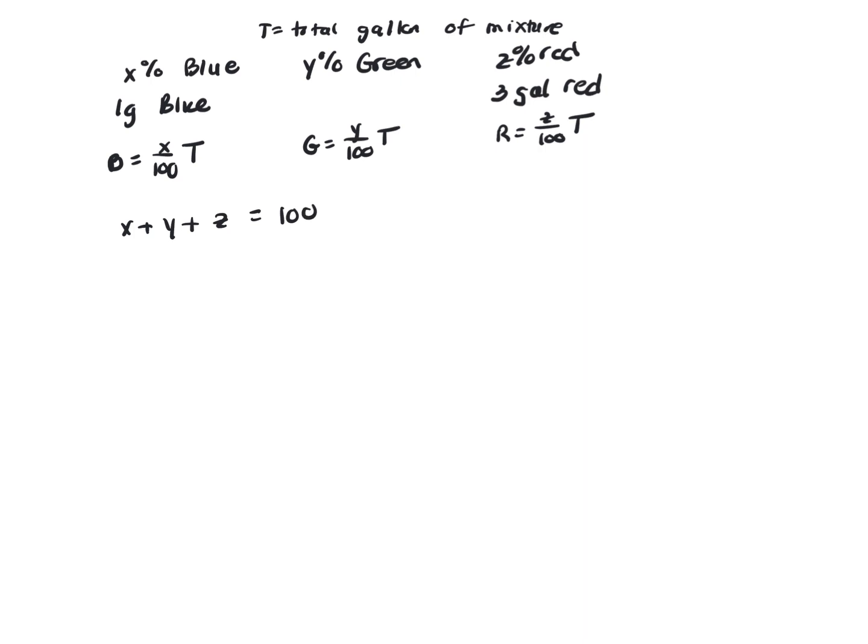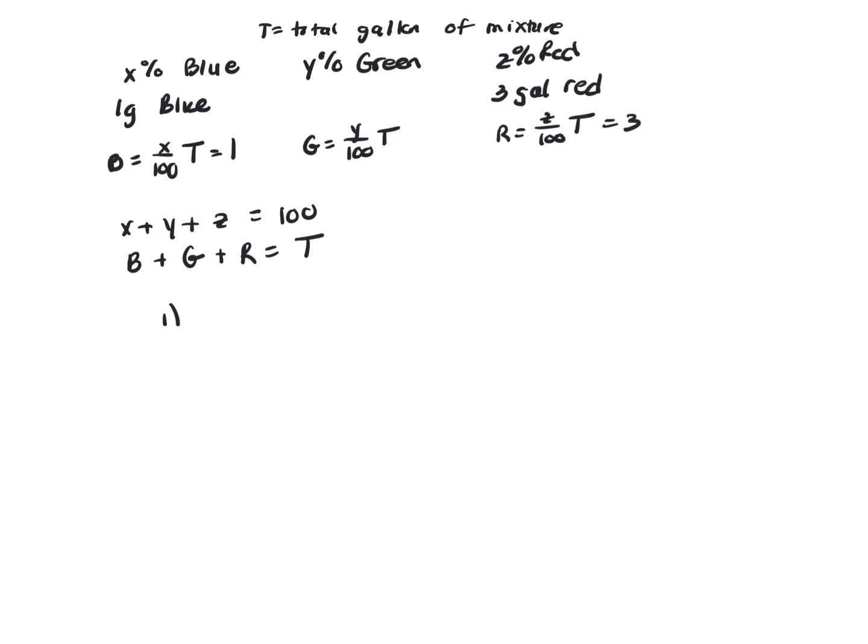And what else do I know? The number of gallons. We know that the number of gallons of blue plus green plus red, I'll make that capital R, has to give me my total. And we know that blue is 1 gallon. Don't they tell me that? Yes. And green, nope, and red is 3 gallons. And I think I've written down everything I know.